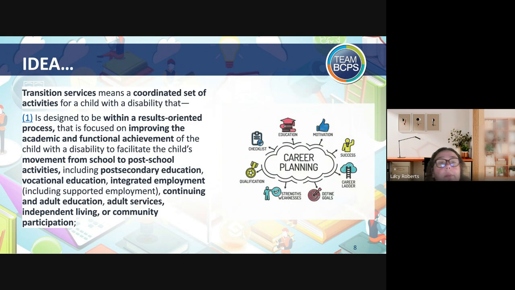So the law. Transition services are a coordinated set of activities for a student with a disability that is designed to be results-oriented. It's focused to improve their academic and their functional achievement and their ability to facilitate movement from school to post-school activities. This includes post-secondary education, vocational education, integrated or supported employment, continuing and adult education, adult services, independent living, or community participation. So this is what IDEA, the law, says we must support for our students.